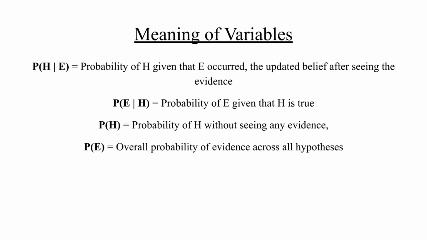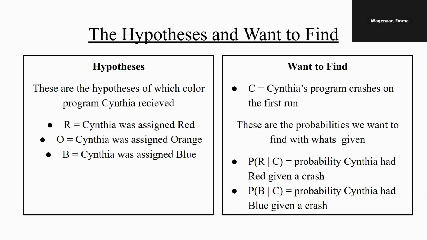So what do these variables mean? Well, the probability of H given that E, the first variable, is the updated belief after we see our new evidence. The probability of E given that H is true is multiplied by our prior, which is the probability of our hypothesis occurring without seeing any evidence. And we divide both of these multiplied together, the likelihood and the prior, by the probability of E, the overall probability of evidence across all hypotheses.